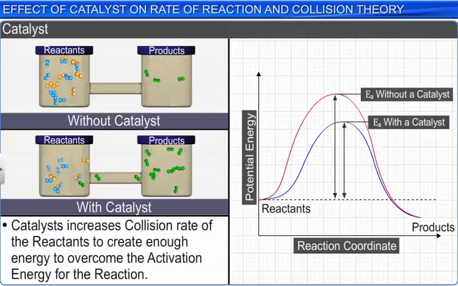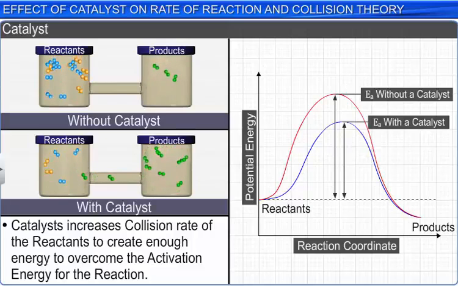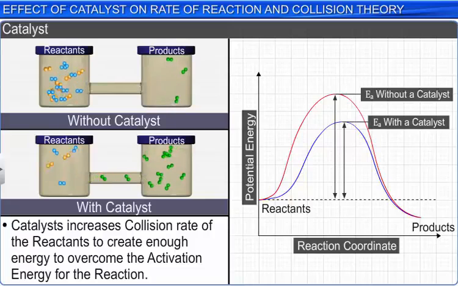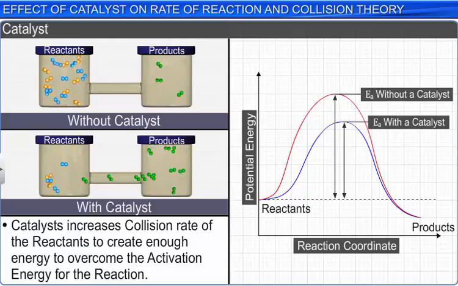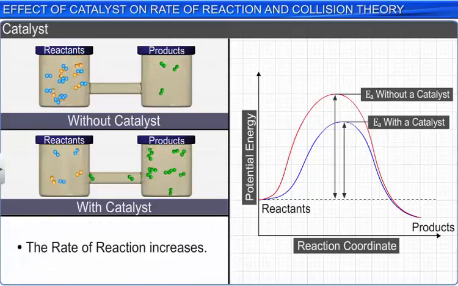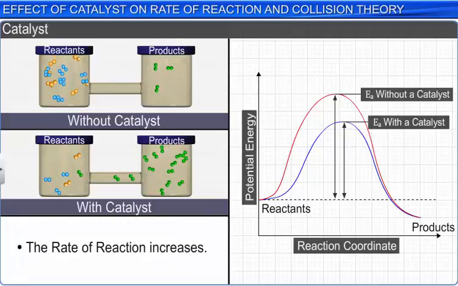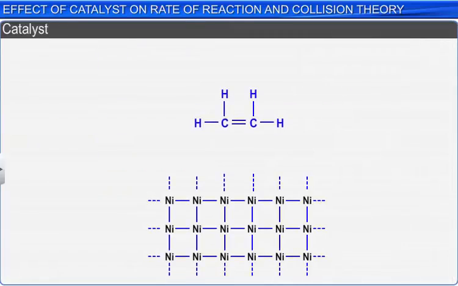A larger proportion of the collisions that occur between the reactants now have enough energy to overcome the activation energy for the reaction. Thus, a large number of collisions become effective. As a result, the rate of the reaction increases. Let us see how nickel acts as a catalyst in this reaction.